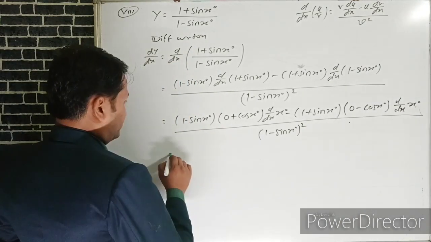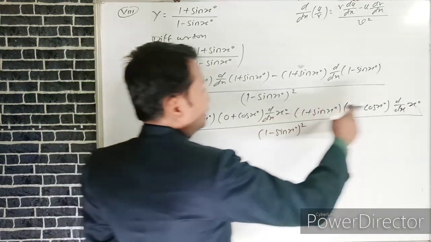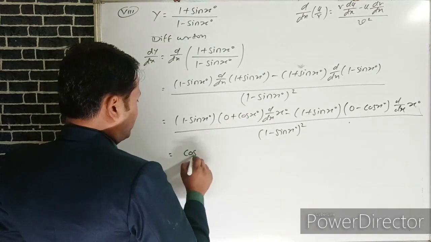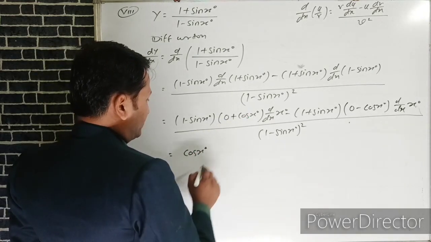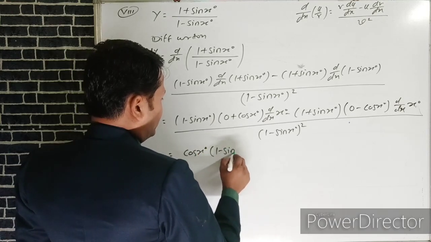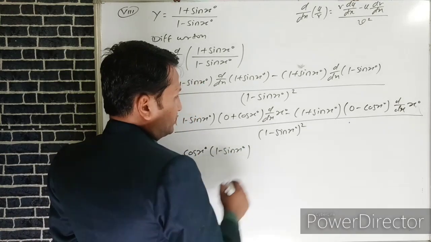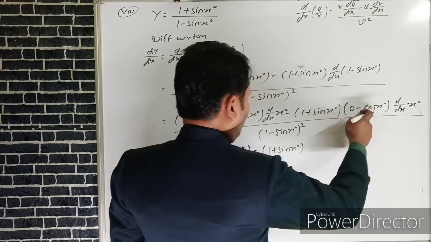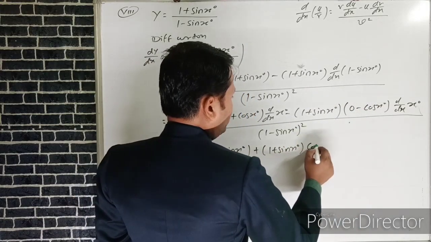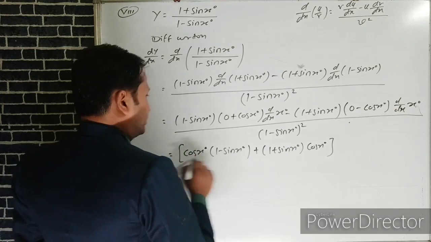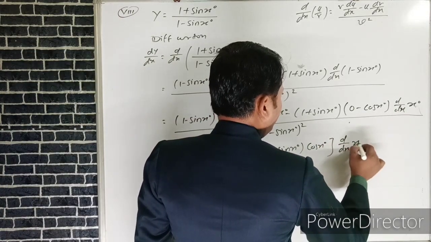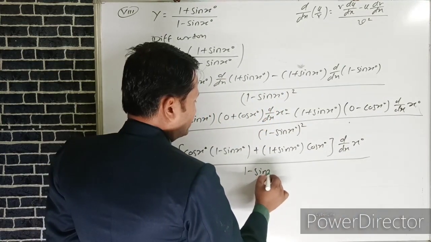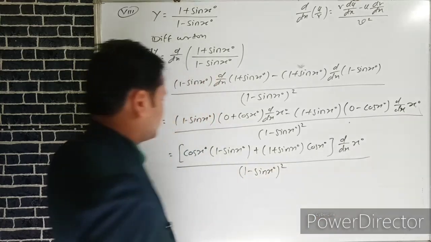Here we take the derivative of x degree. Taking cos x degree common from both terms, we can write 0 plus cos x degree into (1 minus sin x degree) minus (1 plus sin x degree) into minus cos of x degree into the derivative of x degree, upon (1 minus sin x degree) whole bracket square.